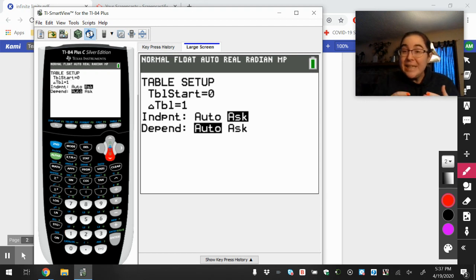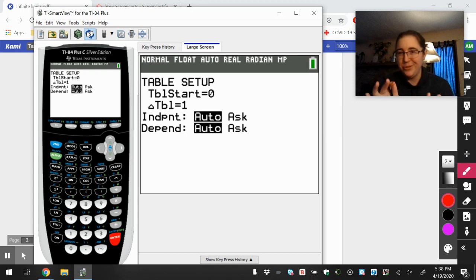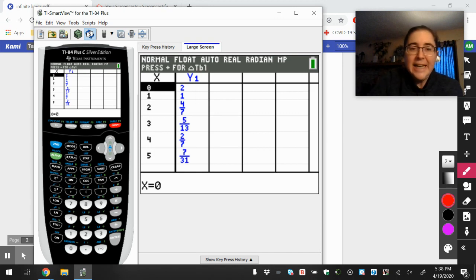And then you have the independent and dependent. Independent is your X variable. Dependent is your Y variable. You can either have it automatically come up, or when it says ask, it means I'm going to be the one that gets to put the number in. So I'm going to put it on auto just to let you see what we're working with. Our table is second graph.